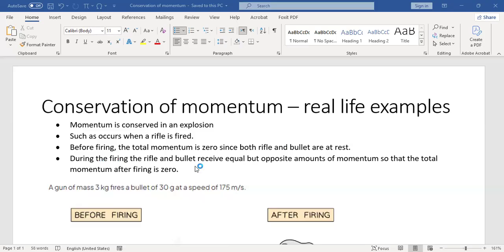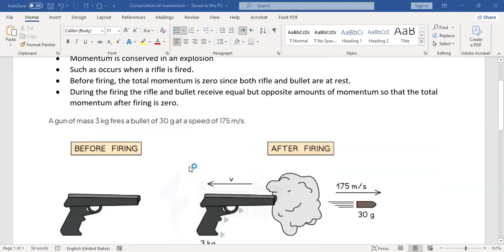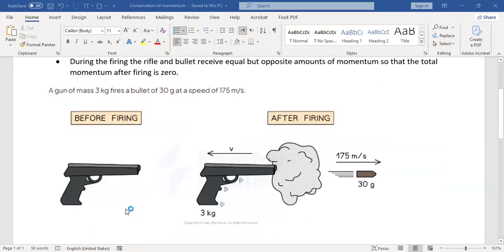So when the firing is done, they receive equal but opposite amounts of momentum. So the total momentum after firing is zero. So look at this example. So we have a gun whose mass is 3 kg and a bullet is fired. So when the bullet is fired, the bullet moves forward.